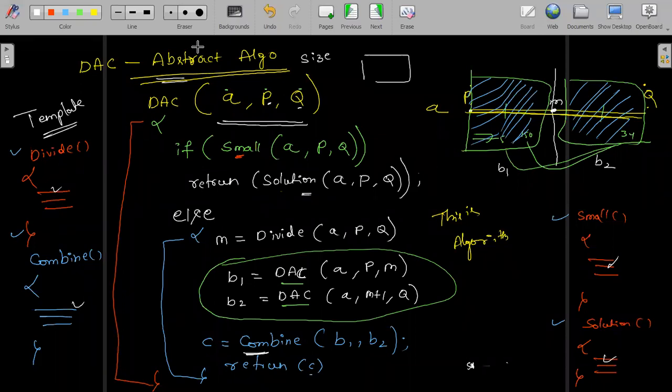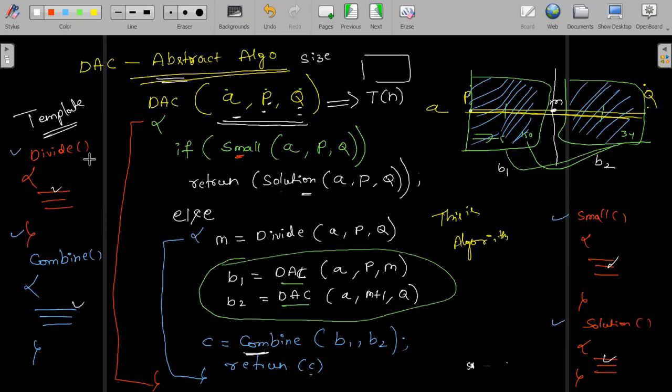Sir, how to do this? Very simple, I will show you. Everybody observe here. We are giving inputs here. A is an array, P is the first index, Q is the last index. DAC, divide and conquer, is a function taking inputs: the array, the first index, and the last index. That is why I will say T of n. It is a function, T of n.